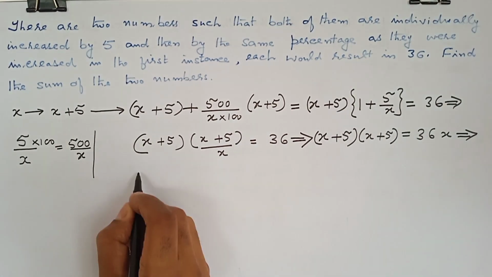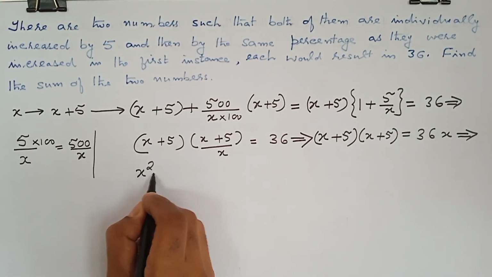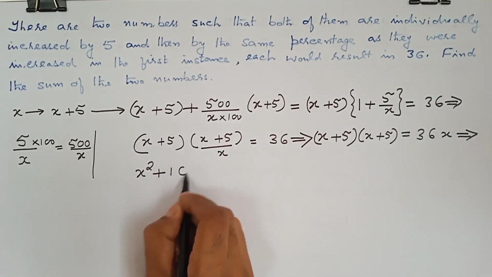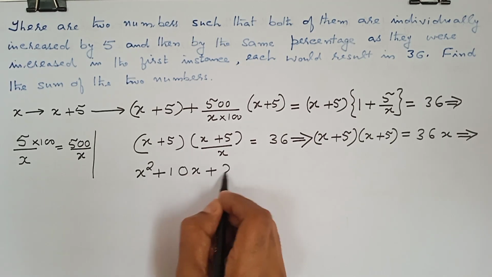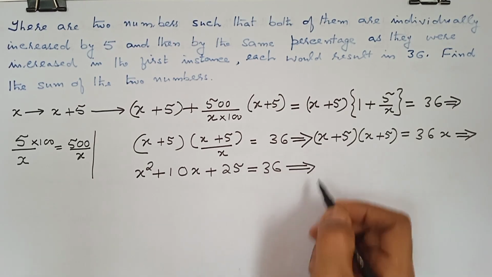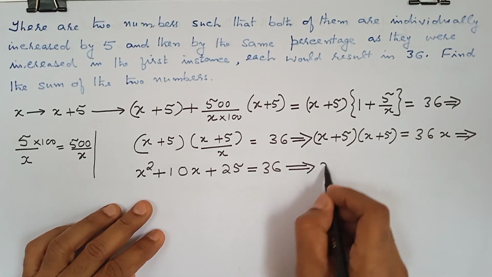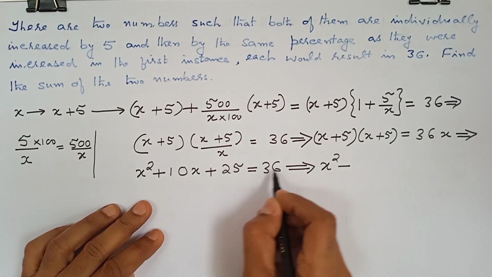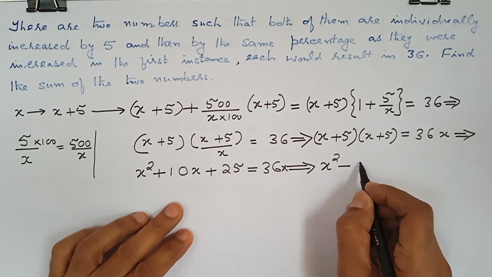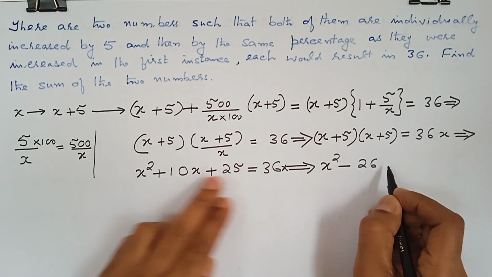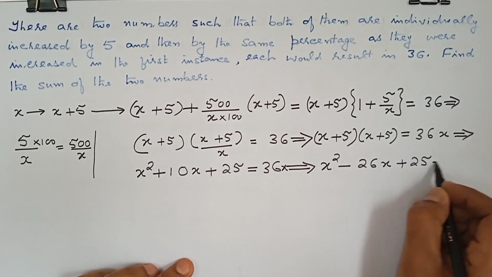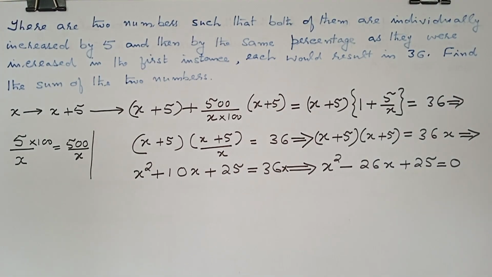36x. So expand it, x square plus a plus b the whole square, 10x plus 25 equal to 36. That's equal to, sorry, x is there. Take it to the left side. You will have 10x minus 36x equal to 0.